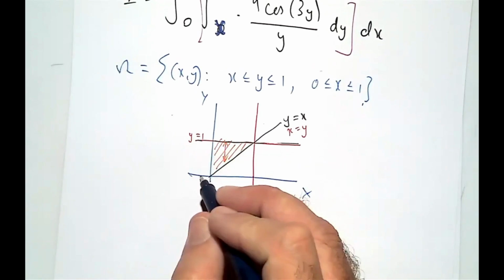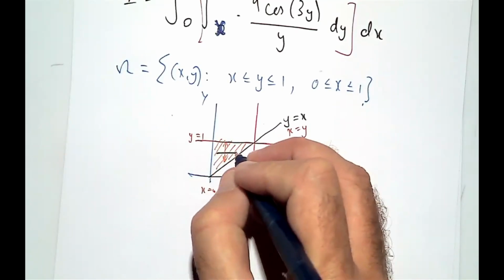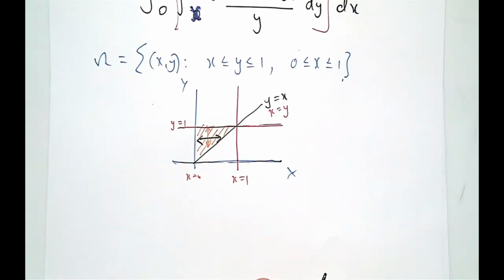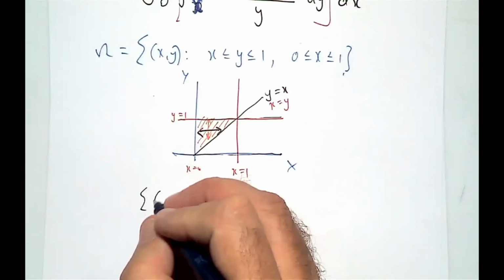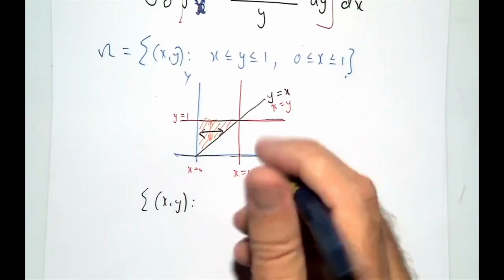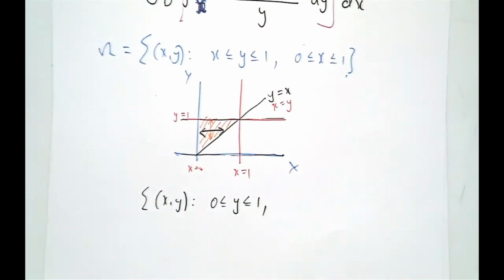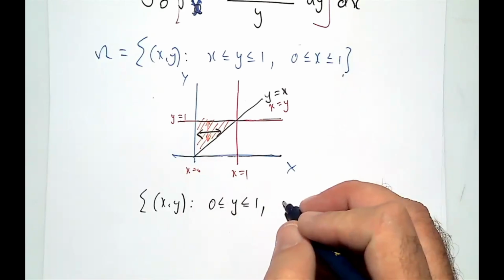If I was re-describing this, I would use those two lines, right? And then go this way. They're my two parallel lines, so y is between 0 and 1. And what's x going to be between? Would it be between 0 and y? 0 and y, exactly, because x is horizontal, right?